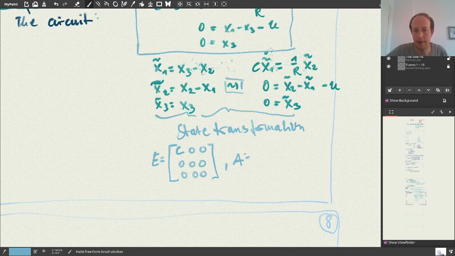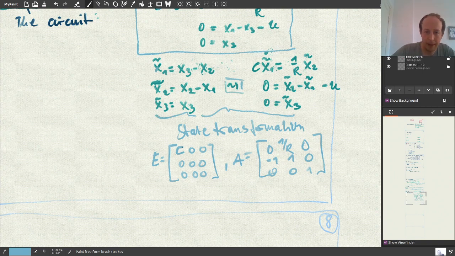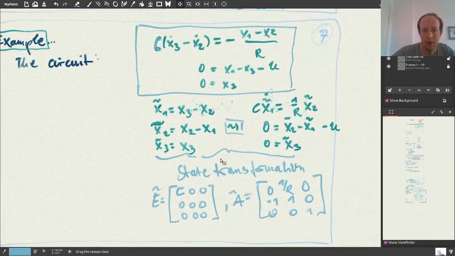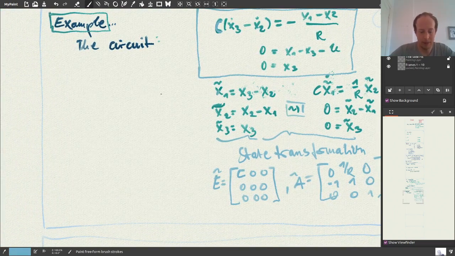And the A matrix will look like, in the first line we will have a 1 over R here, 0 0. Here we have a minus 1 and a 1 and a 0. And here we have 0 0 1. Okay, these are the equivalent matrices. And then we have to define all these spaces.